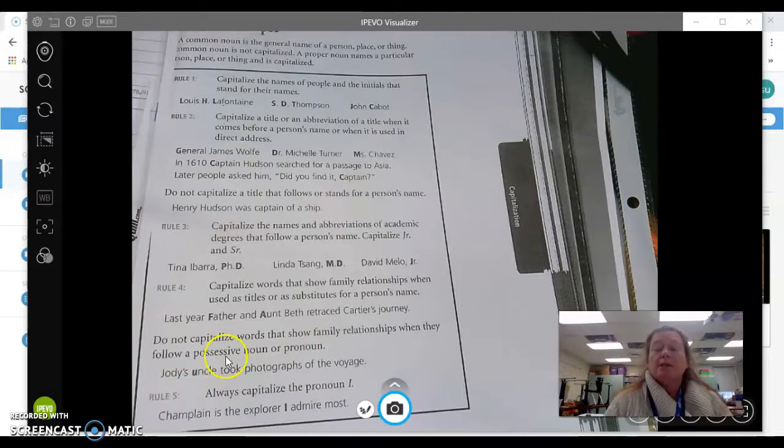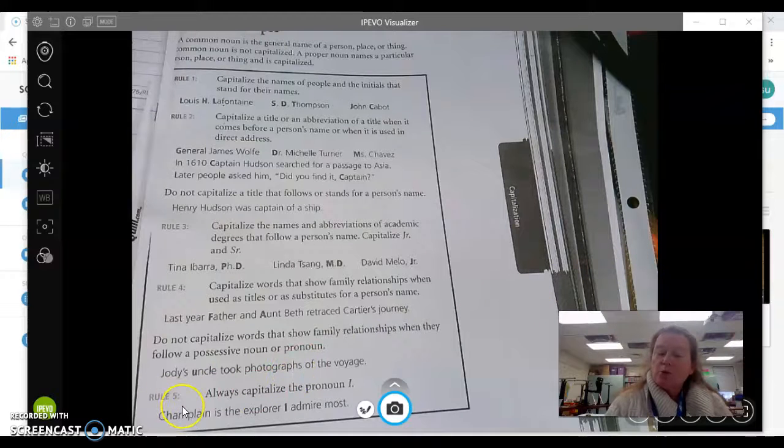Notice in this one it says do not capitalize words that show family relationships when they follow a possessive noun or a pronoun. So, Jody's uncle took photographs of the voyage. We're talking about who he is in the relationship of the family, but that is not how she refers to him. She doesn't call him Uncle. If she did, then this sentence would have to be written differently. Okay.